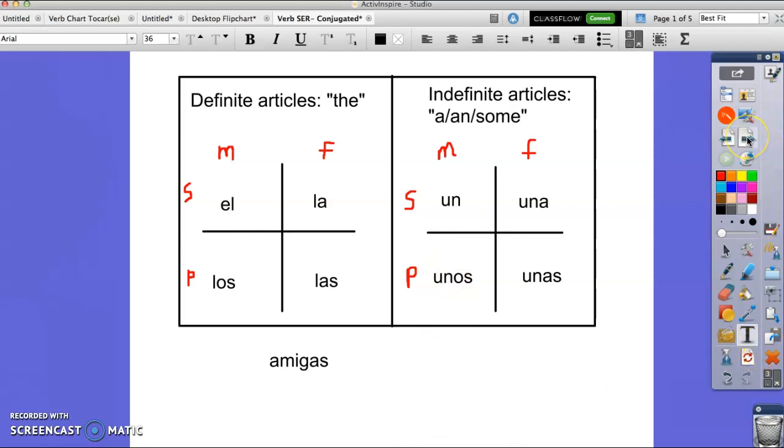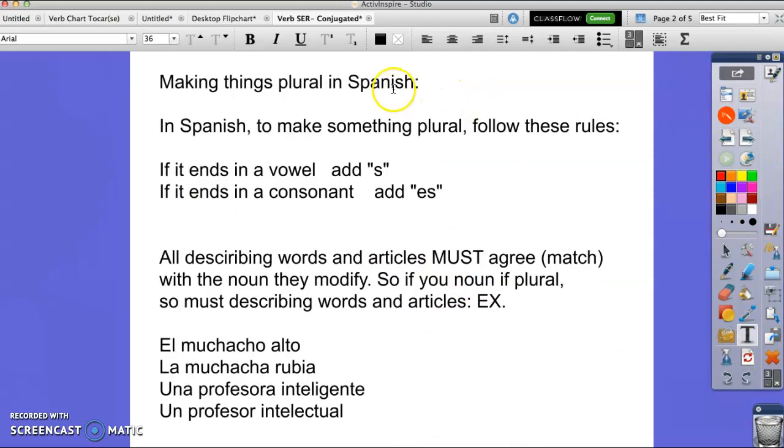All right, so let's go on to making things plural now. So when you want to make things plural in Spanish, let's say you're talking about a group of friends or your classes or your teachers, okay? So in Spanish, there are really two simple rules to making things plural. So these are the rules that you can follow. If the word ends in a vowel, add S, okay? So this one's pretty easy. So muchacho becomes muchachos. Good. Okay, so muchacho becomes muchachos.